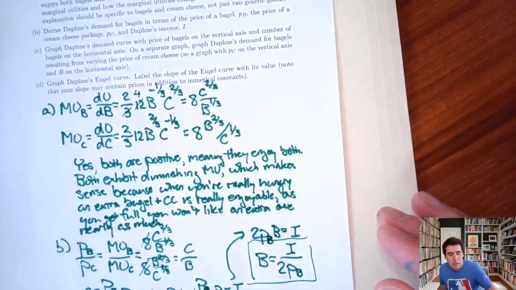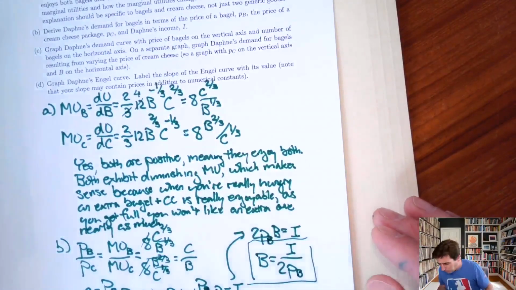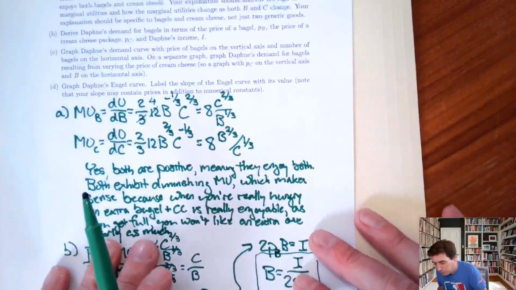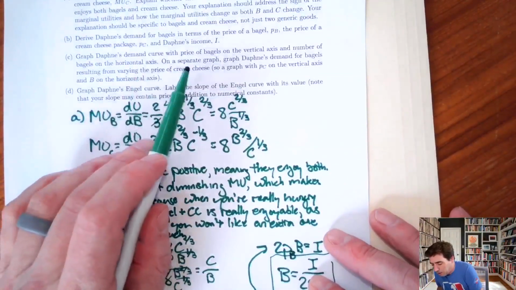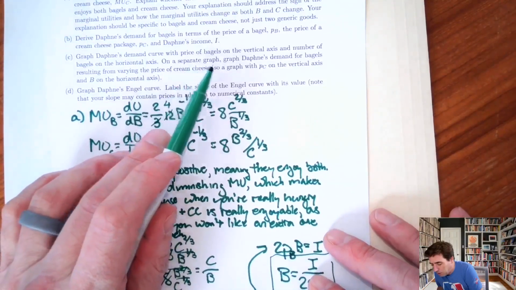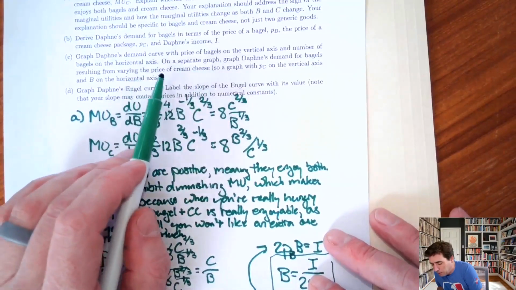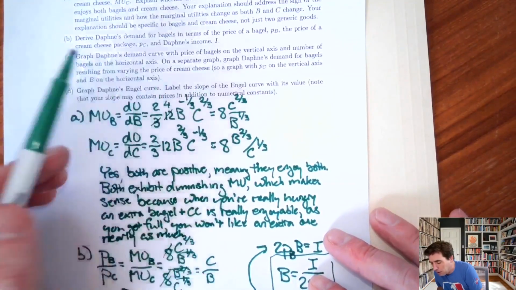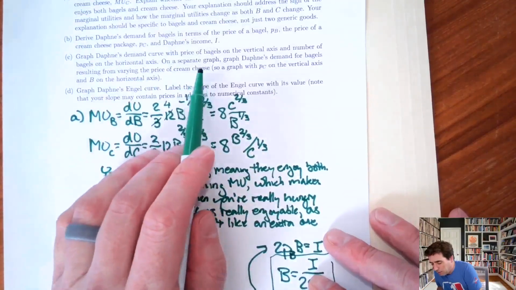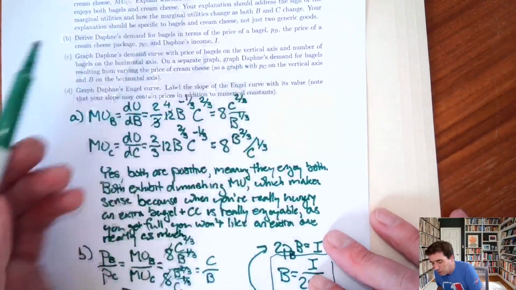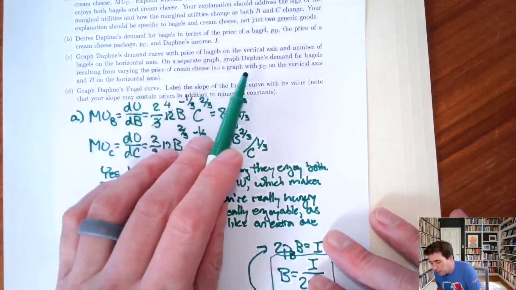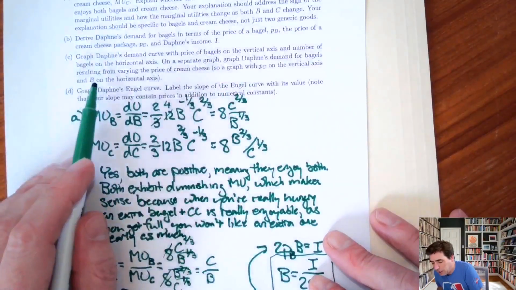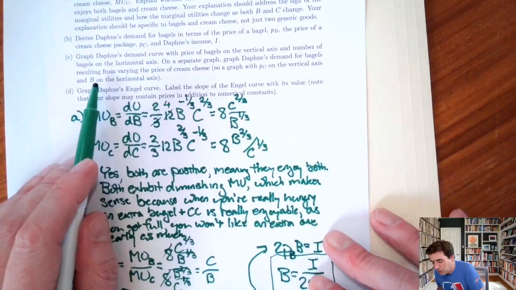All right. So now we're ready to move on to part C. So what is part C asking us? Graph Daphne's demand curve with price of bagels on the vertical axis and number of bagels on the horizontal axis. On a separate graph, graph Daphne's demand for bagels resulting from varying the price of cream cheese. So a graph with PC on the vertical axis and B on the horizontal axis.